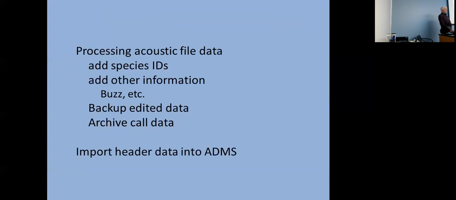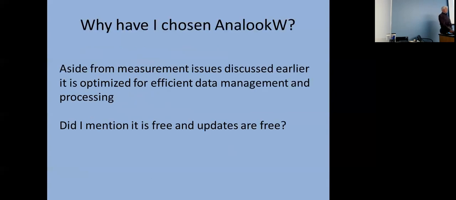Processing the acoustic file data, you have to add species IDs. Depending on your research questions, add other information such as feeding buzzes and social calls, which gives you more insight on how the bats are using the habitat and environments. Back up your edited data. Also, you're going to archive the call data as you complete your analysis. And then the header data is imported into the data management system.